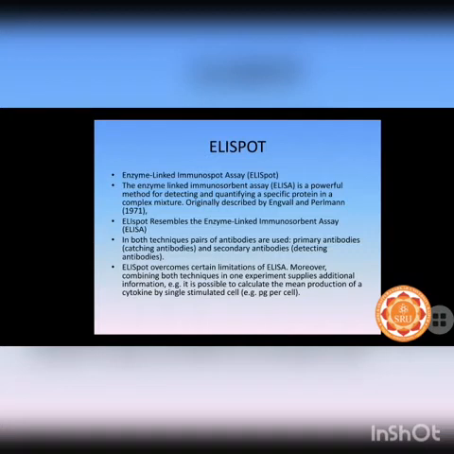This method gives the result as a pattern on the PVDF membrane, unlike ELISA, in which we use a microplate reader to give us the result, and the result is usually observed in colors. Although ELISpot resembles ELISA, it has certain features that are positive compared to ELISA. ELISpot overcomes certain limitations of ELISA. Moreover, whenever these techniques are combined, they give a better result.